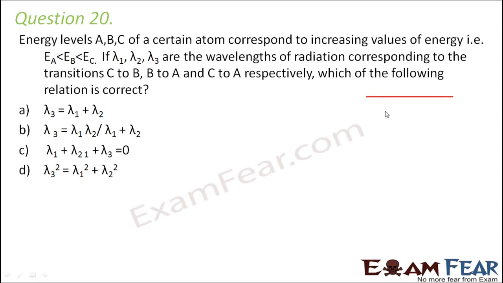Let us quickly draw a rough energy level diagram. So let's say these are the three energy levels A, B and C.